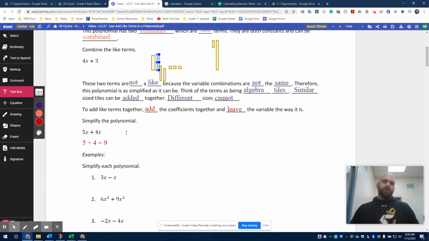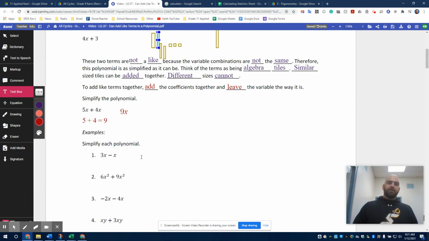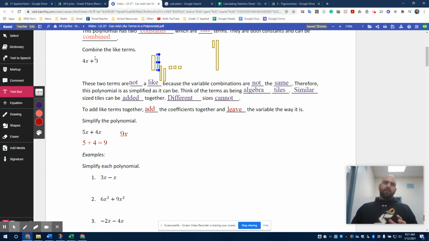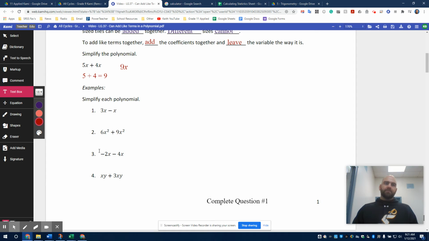And so this term is going to be the same as 9x. There are 9 x's now. We had 5 of them, we had 4 of them, and when we put that all together, we have 9 of them in total. So that's how we combine like terms. Again, they have to have the same variable combination. We're going to get into that a little later when we have different variable combinations. Again, like this, we leave them, we don't even touch them. We only do the ones that have like terms.